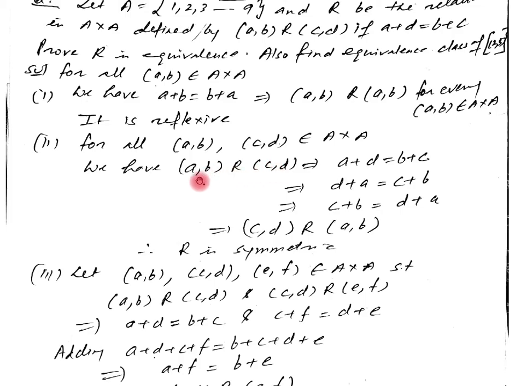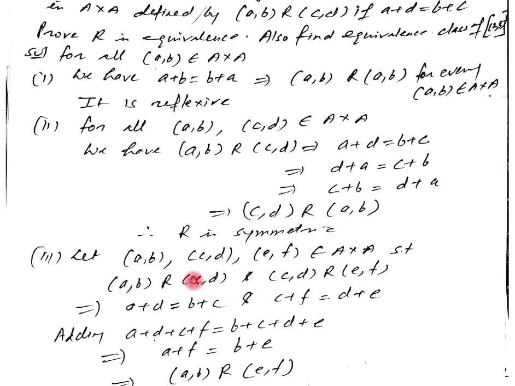Now for the symmetricity, let (a, b) and (c, d) belonging to A cross A such that (a, b) related to (c, d). Now if (a, b) related to (c, d), it can be written as a plus d equal to b plus c, or we can write d plus a equal to c plus b, or it can be written as c plus b equal to d plus a. We have just arranged it according to the condition that we want. Now c plus b equal to d plus a. This implies (c, d) related to (a, b). It means if (a, b) related to (c, d), we have proved that (c, d) related to (a, b). It means R is symmetric.